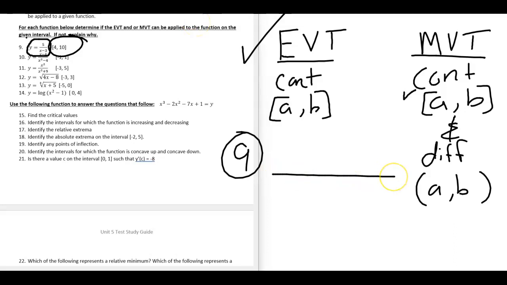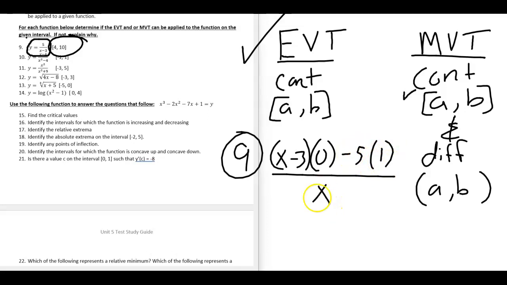So this is a quotient rule. We're going to do low d high minus high d low, draw a line and square below. Now, we could simplify this. This cancels out and this is negative 5, but we really don't even have to.